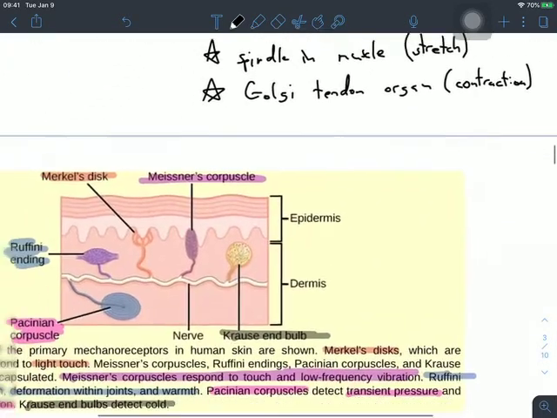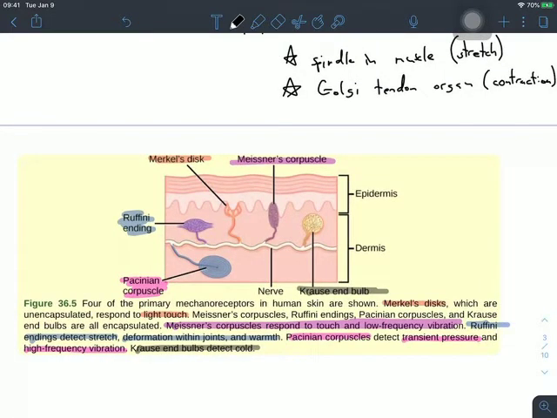Now, your book gives a very, very good illustration of the 5 different types of mechanical receptor endings that have to do with different feelings of pain or touch. These are our Merkel's discs. Merkel discs, being at the surface, respond to light touch. Our Meissner's corpuscles are also more towards the surface of our skin, the epidermis, and these also respond to touch, but also low-frequency vibration, so you can feel shaking.